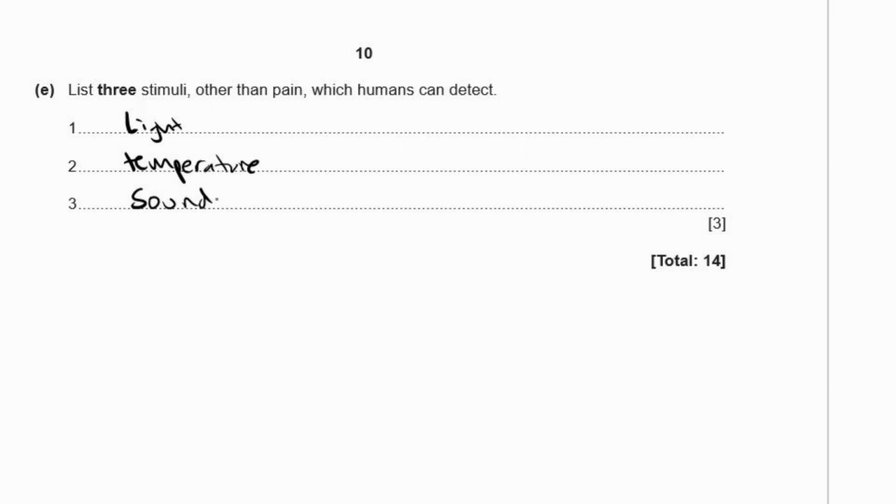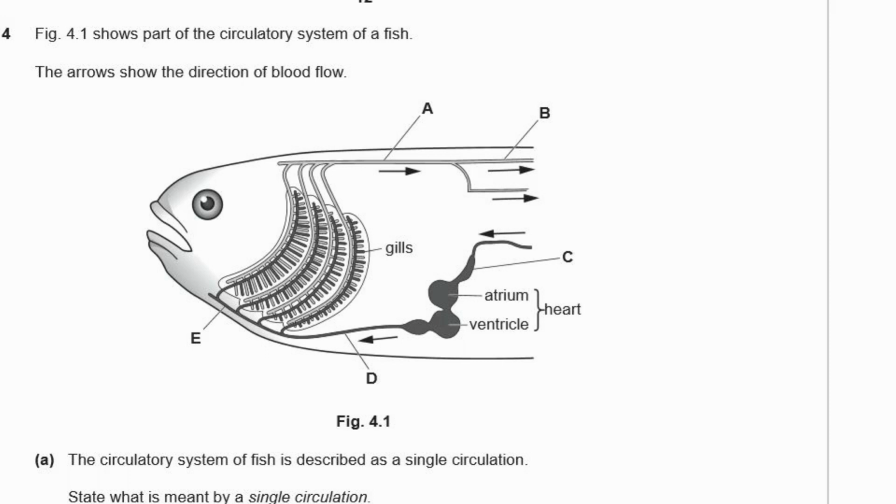We can detect pressure. You know, if you're touching something, you can detect the pressure on your skin. You can detect position, basically gravity. You can detect movement. You can detect if your muscles or tendons are stretching. So stretch. Okay, there's lots of things you can put down there, but only put down 3 because it asks for 3. Question 4. Figure 4.1 shows part of the circulatory system of a fish.